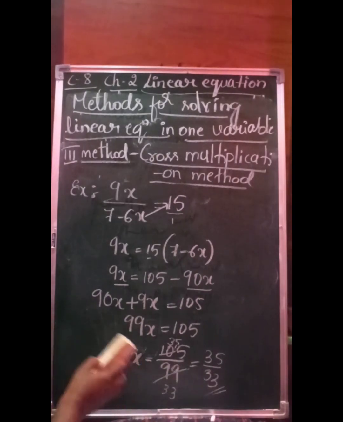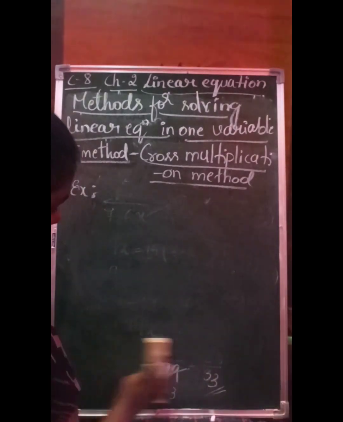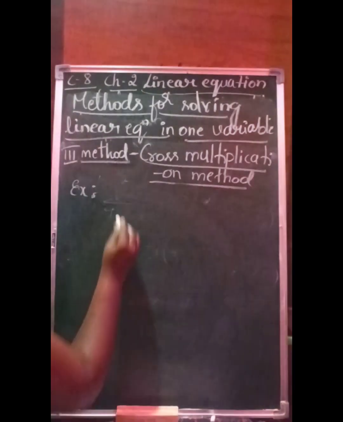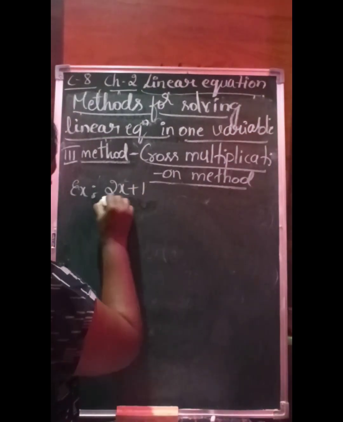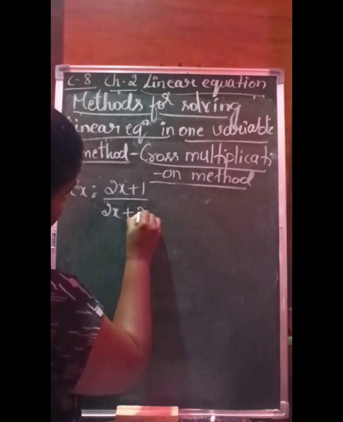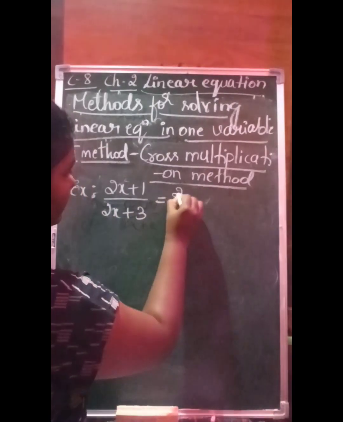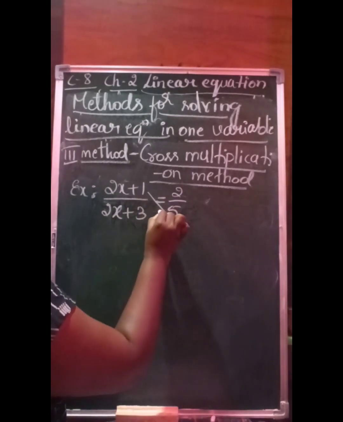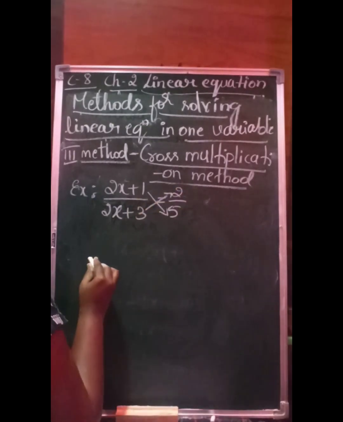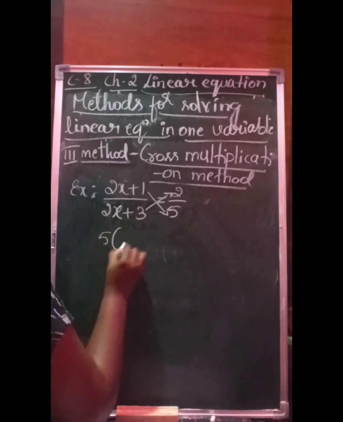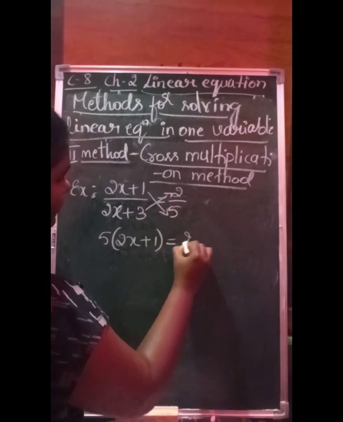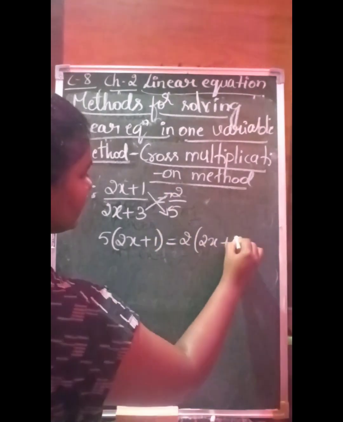Let us consider another example, that is 2x plus 1 divided by 2x plus 3 equals 2 divided by 5. Now cross multiply these two. So what will you get? Consider 5 into 2x plus 1 equals 2 into 2x plus 3.